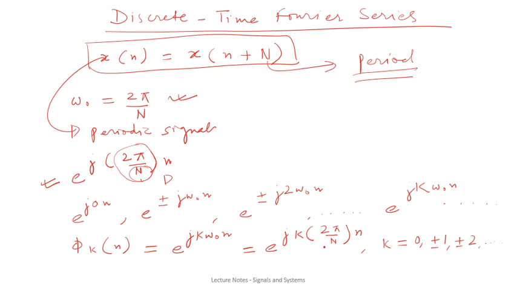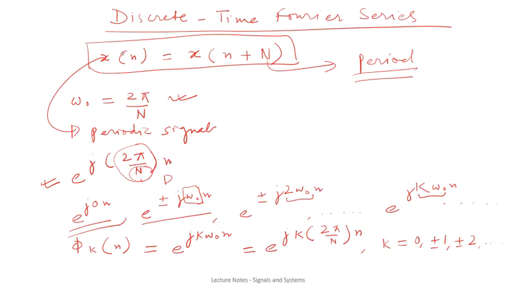So all these signals have fundamental frequencies that are multiples of this 2 pi by N. You can see that the first term is e raised to the power j0n, then the second term is e raised to the power j omega naught n, which has the fundamental frequency omega naught. Then this term has the fundamental frequency which is twice omega naught, then k times omega naught. So the frequencies are multiples of this 2 pi by N, and these components are harmonically related with each other.